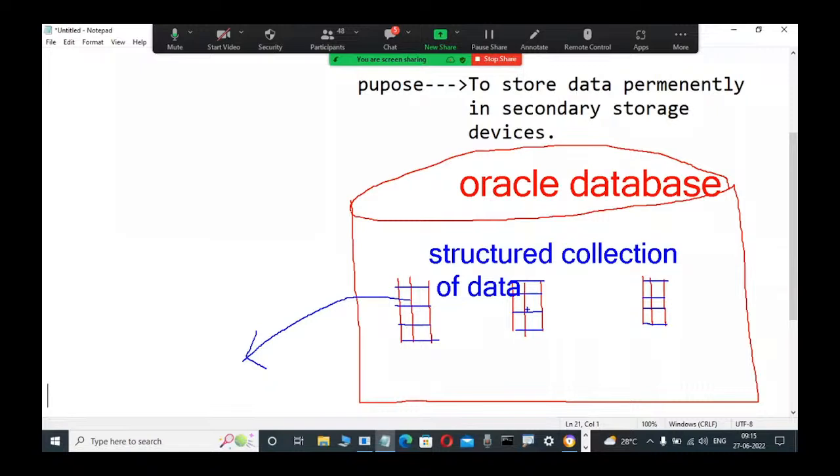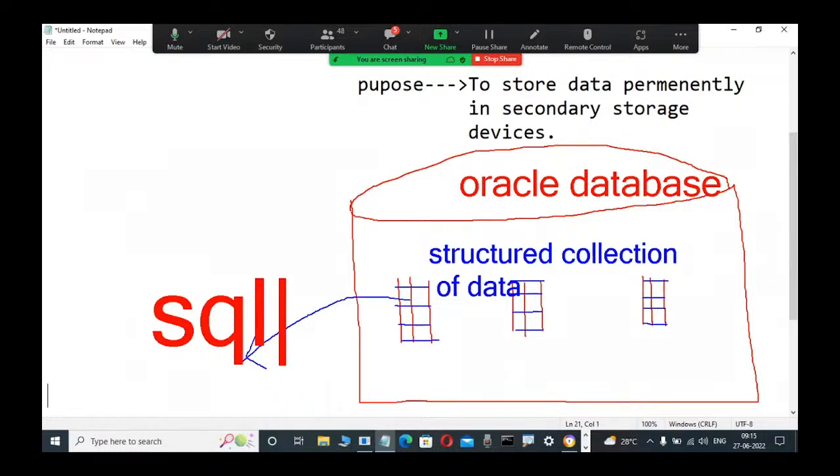Once a structured collection of data is there, you are operating this data, so how can we do it? We are using one language. What is that language? Anybody have an idea? SQL is the language, a universal language, structured query language. Through this language only, we are operating data in relational databases.